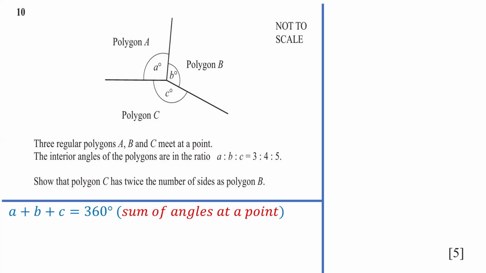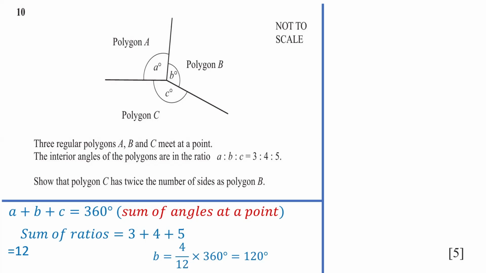Finding the sum of the ratios given, we have 3 plus 4 plus 5 is equal to 12. To find the size of each interior angle of polygon B, we do 4 over 12 times 360 degrees. This gives 120 degrees. For polygon C, we have 5 over 12 times 360 degrees. That gives 150 degrees.